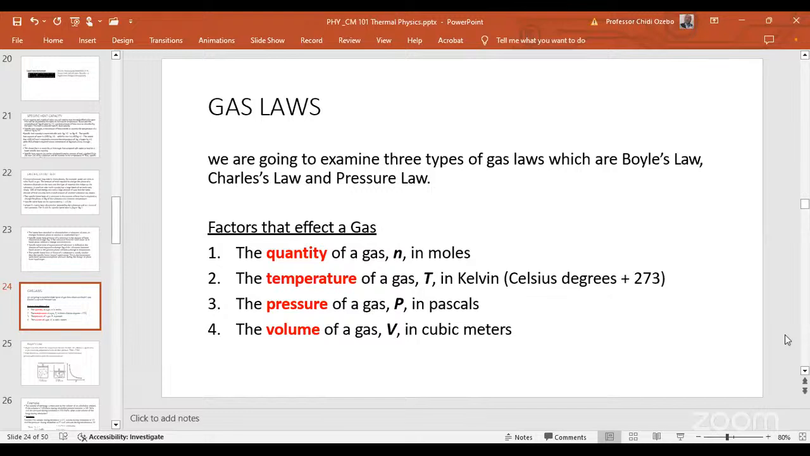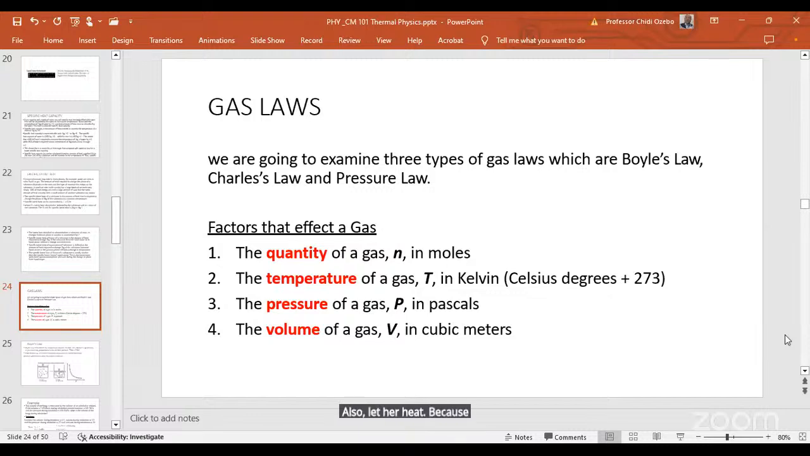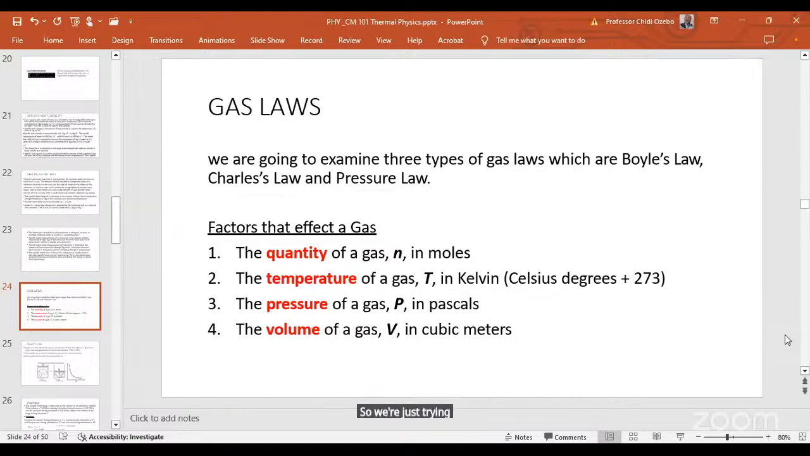Now, we move to gas laws. I don't think there's any question on specific heat or specific latent heat, because they're all very familiar. So the only thing you need to do is to try and solve some questions on that. These are all O-level. These are what we have done before while we were preparing for our YEC or when we were preparing for JAM. So we're just trying to remind ourselves.